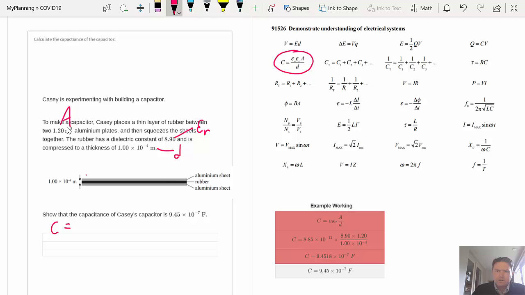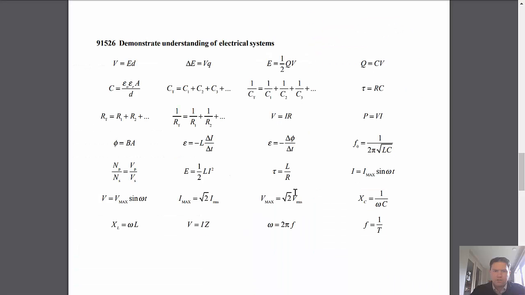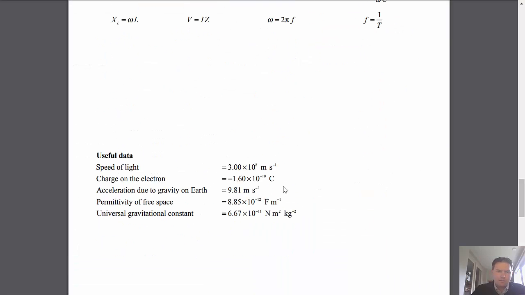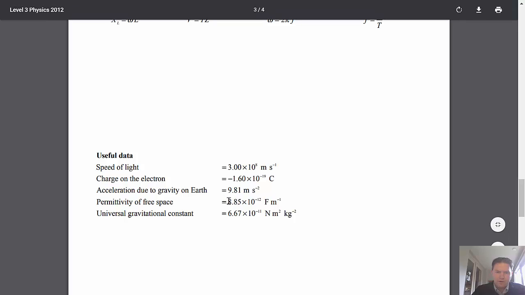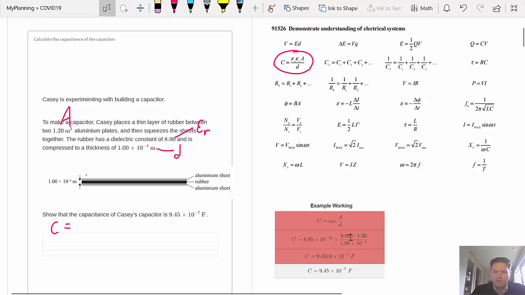I'm then going to substitute the numbers. What is epsilon naught? It's the permittivity of free space, a number given to you on your formula sheet: 8.85 times 10 to the minus 12, so that's where that number comes from. Then the area is 1.2, the distance between them is 1, and then we times it by the dielectric constant, so it's 8.9 times better than just air, and that should give you an answer of 9.45 times 10 to the minus 7 farads.